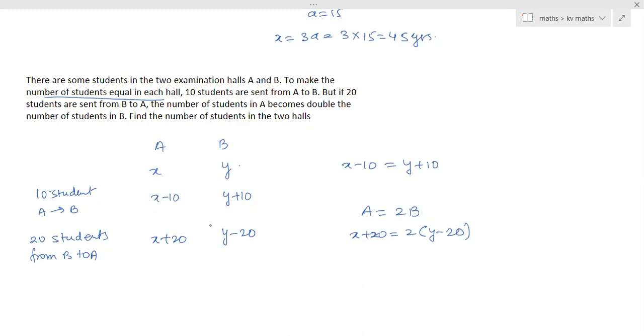Is it 80 and 100? Yes. A is 100, B is 80. Yes, ma'am. Ma'am, is X 100 and Y is 80? Yes, right.